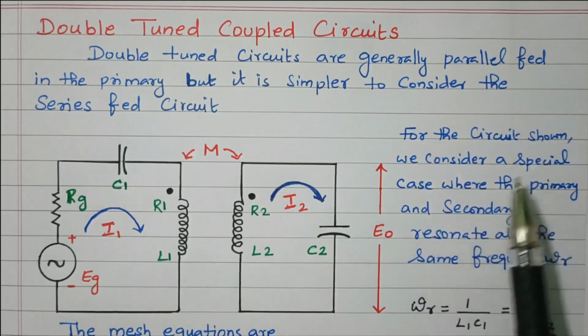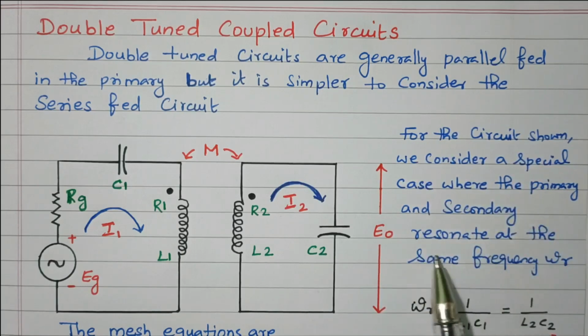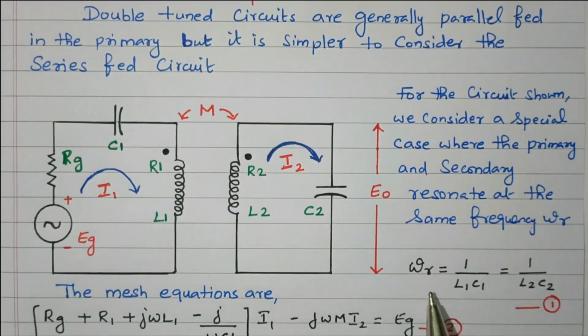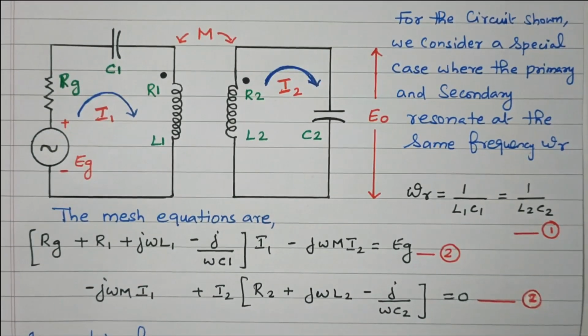Now for this circuit, we consider a special case where the primary and the secondary resonate at the same frequency. Both the primary circuit and the secondary circuit resonate at the same frequency, that is omega R, equal to 1 divided by root of L1 C1, equal to 1 divided by root of L2 C2, right? So both the circuits resonate at the same frequency. Now we are going to apply the mesh equation, Kirchhoff's voltage law, to frame the equations for both the primary coil and the secondary coil.